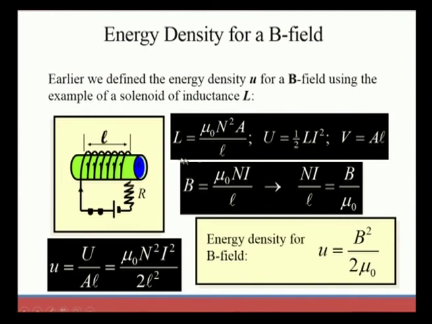So, from this we know that u is equal to U divided by A l. So, we have the A l and U value. The U value is substituted here, and I square is kept as it is, and finally, by simplifying both numerator and denominator, we find that the energy density for the B field is u is equal to B square divided by 2 mu naught.